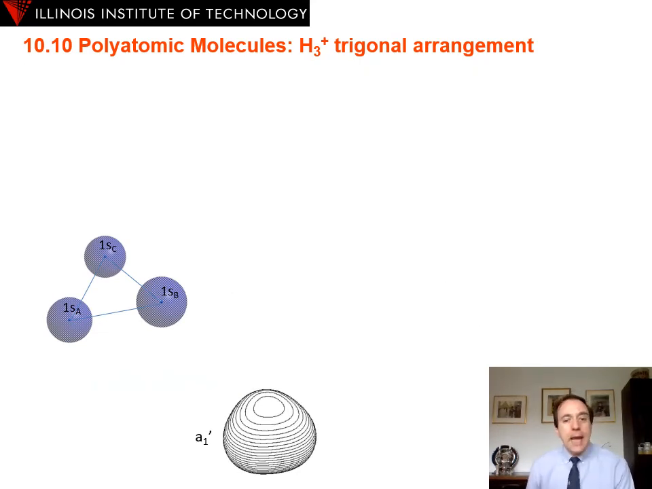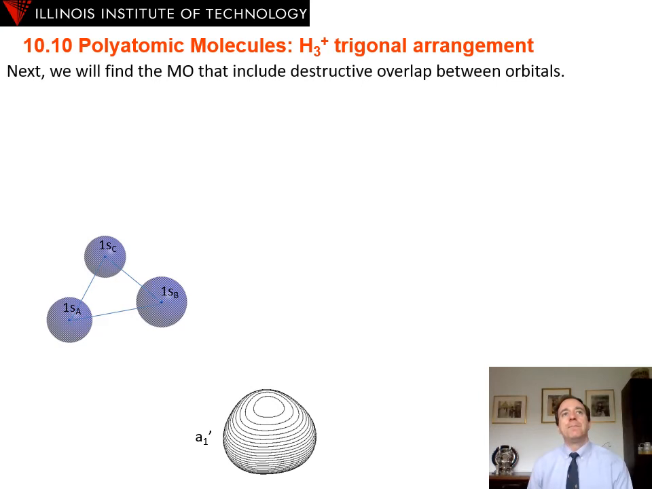So now we're going to look at the next orbital. It's going to need some destructive interference, right? Because we can't just have constructive interference. We only get one complete constructive interference molecular orbital. Now we're going to have to start taking linear combinations that include negatives of these wave functions.